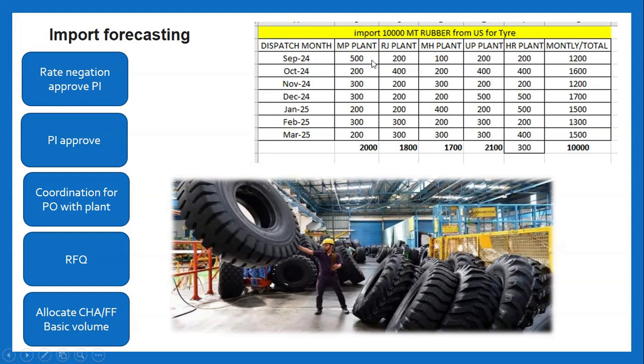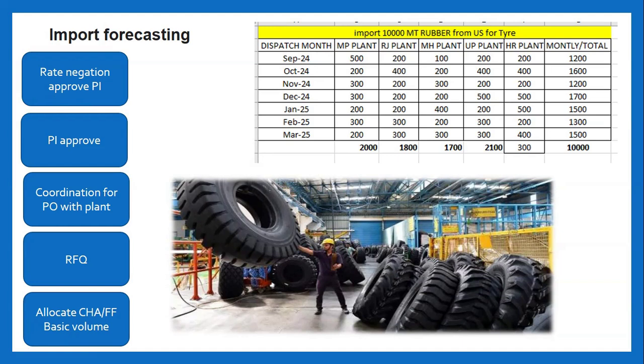Okay, so we will coordinate from the head office with the different locations to import this rubber and prepare the purchase order. What we will do is take out this purchase order, which needs to match the pro forma invoice. Okay, what is our requirement?